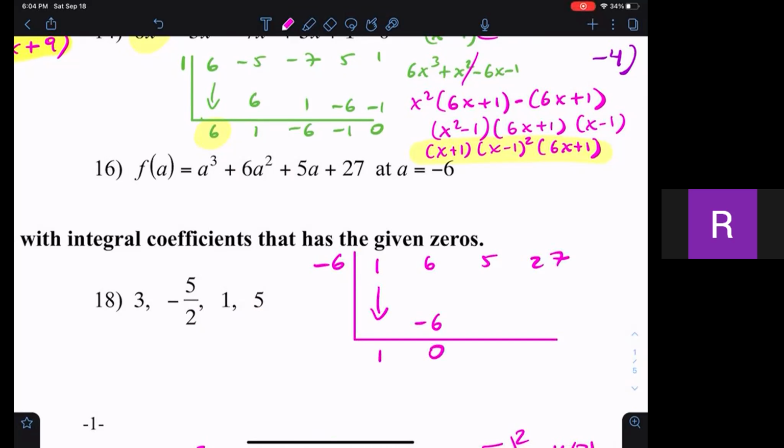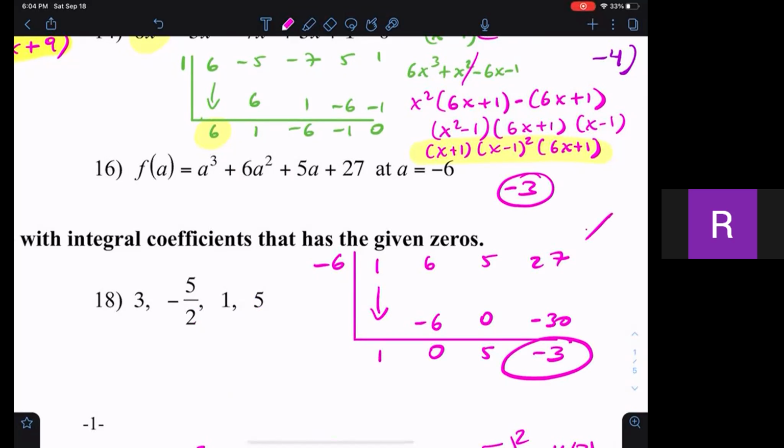0 times negative 6 is 0. 5. Negative 6 times 5 is going to be negative 30. So this is going to be negative 3. So this is the remainder, right? So this is the remainder theorem. So my claim is that negative 3 is the same as when I evaluate the function here. And sometimes this one is easier than plugging in the function, because if you are doing it by hand, it's going to take forever. I'm going to give you an example, right?